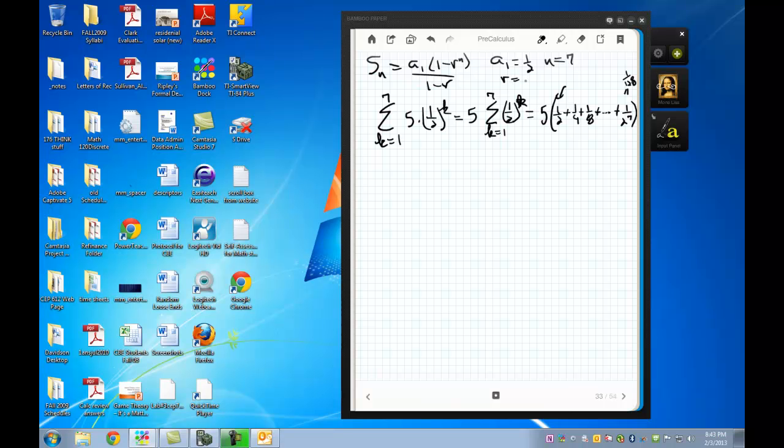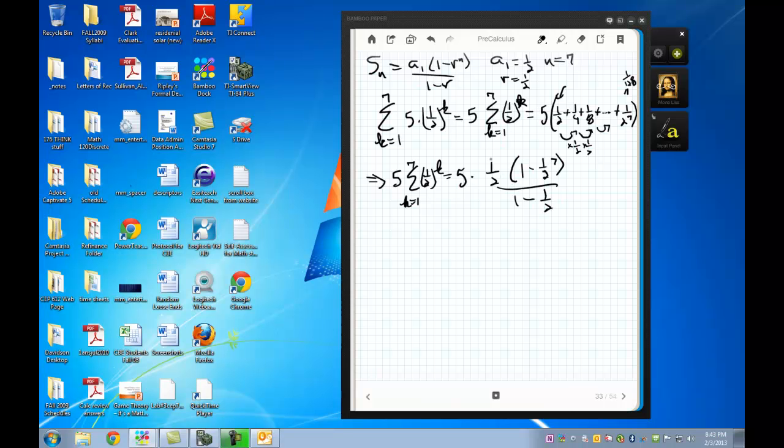What is my ratio? My ratio appears to be 1/2, because to get from one term to the next, I'm just multiplying times 1/2, times 1/2, et cetera. Okay, so watch. All I'm going to do is deal with this sum, and I'm going to multiply the whole thing by 5. So this implies that 5 times the sum as K goes from 1 to 7 of 1/2 to the K is equal to 5 times 1/2 times 1 minus 1/2 to the 7th divided by 1 minus 1/2.